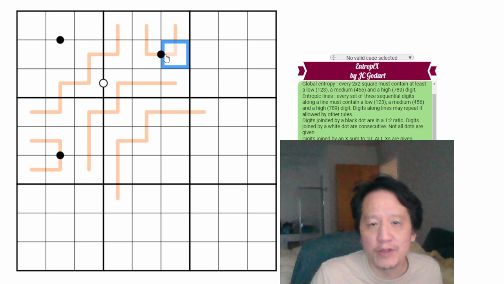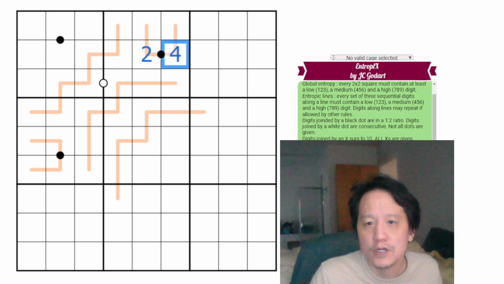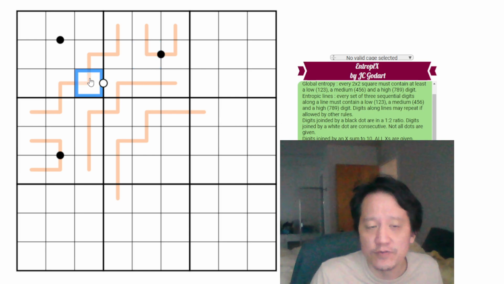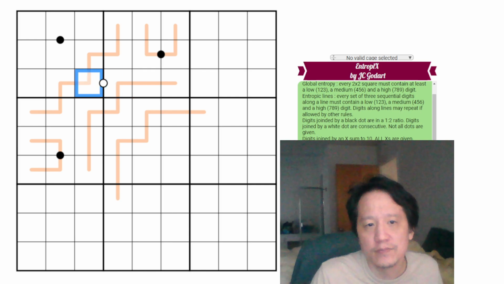Digits joined by a black dot are in a 1 to 2 ratio. So that means if this is a 2, this would have to be a 1 or a 4. Digits joined by a white dot are consecutive. So if this was a 2, it would have to be 1 or 3. Not all dots are given. Digits joined by an X sum to 10.